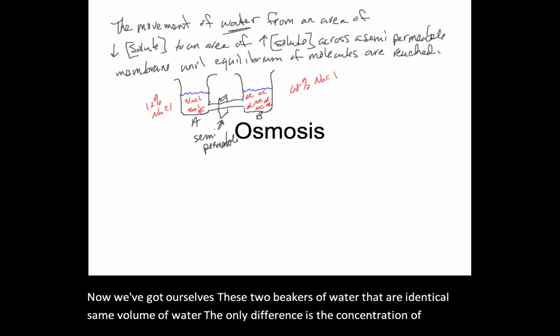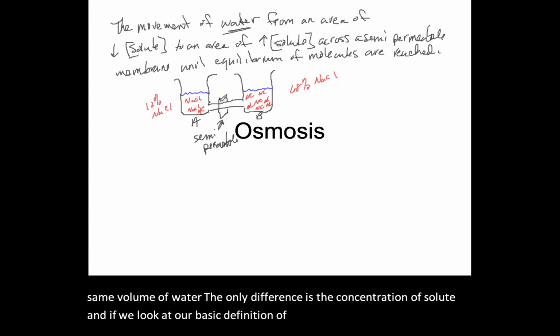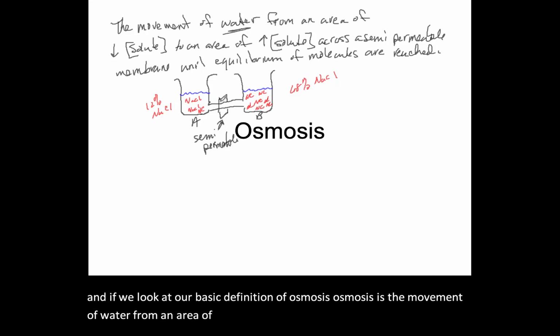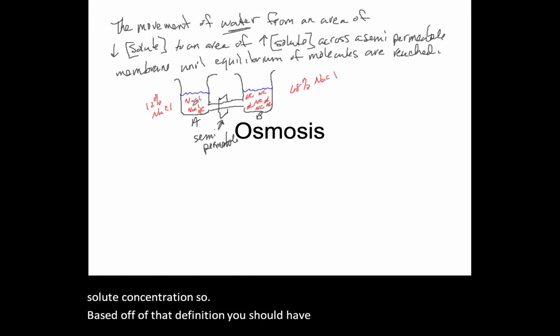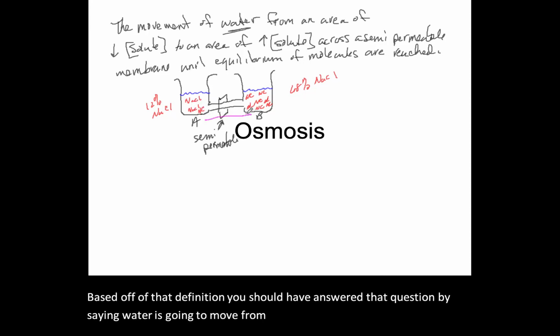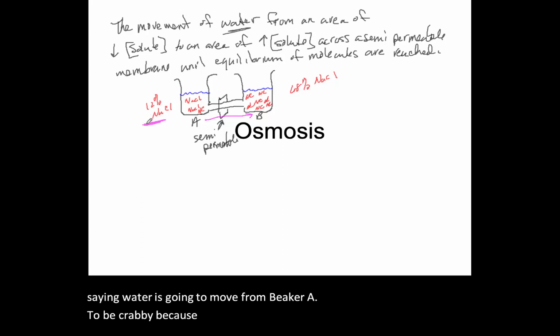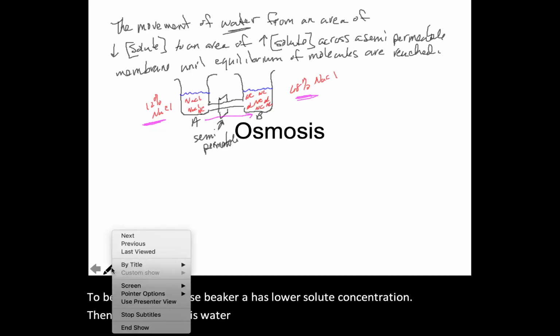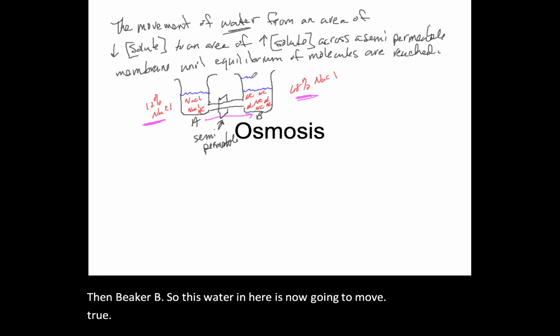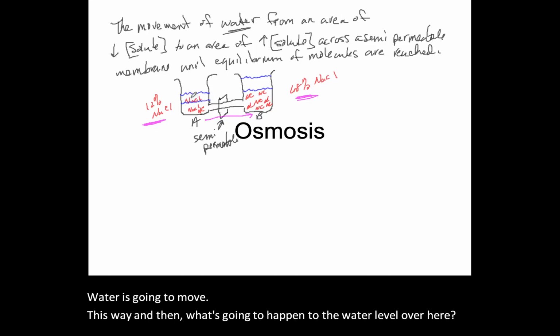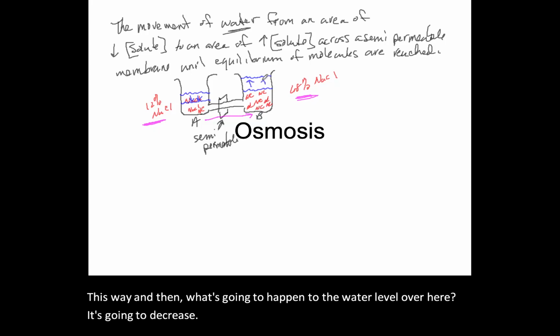Right? And if we look at our basic definition of osmosis, osmosis is the movement of water from an area of lower solute concentration to an area of higher solute concentration. So based off of that definition, you should have answered that question by saying water is going to move from beaker A to beaker B, because beaker A has lower solute concentration than beaker B. So this water in here is now going to move up. Water is going to move this way. And then what's going to happen to the water level over here? It's going to decrease, while the water over here increases.